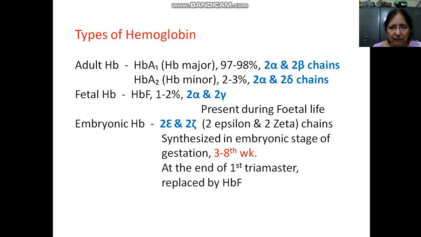Embryonic hemoglobin has 2 epsilon and 2 zeta globin chains. This embryonic hemoglobin is synthesized in the 3rd to 4th gestational week, and it is replaced by fetal hemoglobin, that is HbF, after the first trimester, that is the 12th week of gestation.